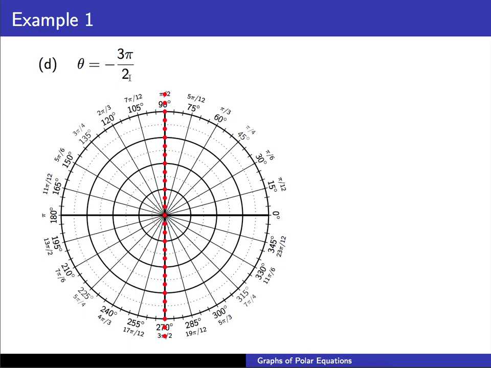For theta equals negative 3 pi over 2, here we have negative 3 pi over 2, which is equivalent to pi over 2 in terms of coterminal angles. So going up to pi over 2, we just get a vertical line here. This would be the equivalent of the line x equals 0, or the y-axis.